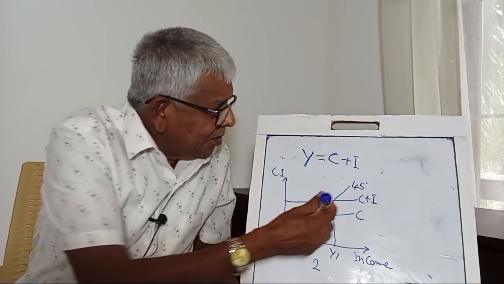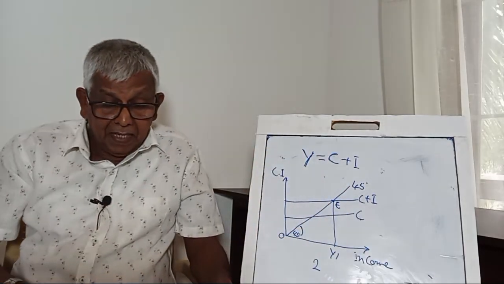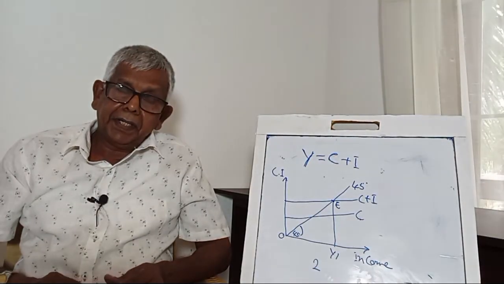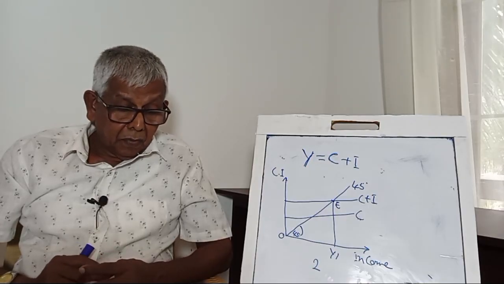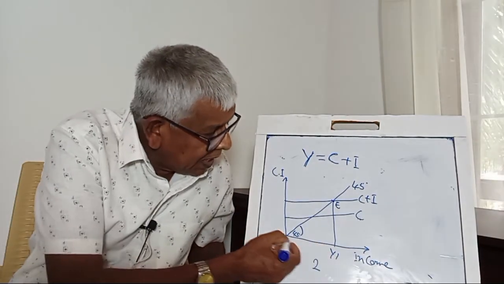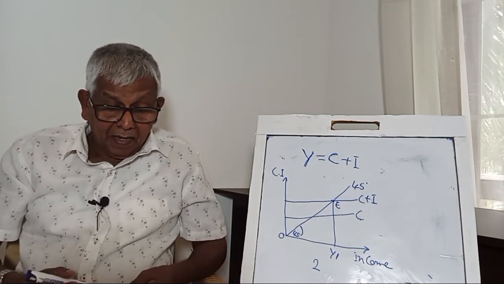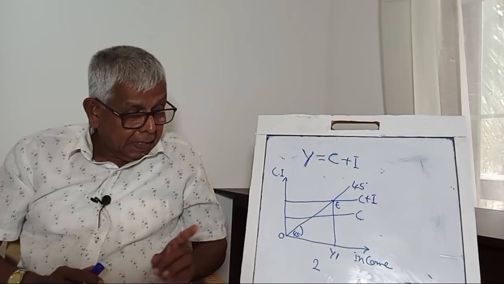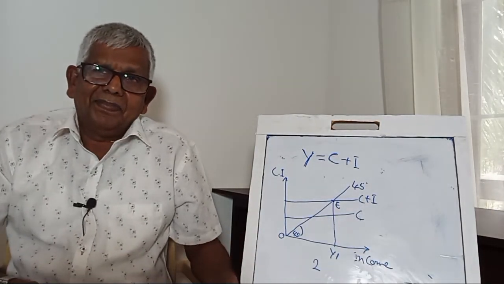Here E is the point of effective demand, which determines the OY1 level of national income.